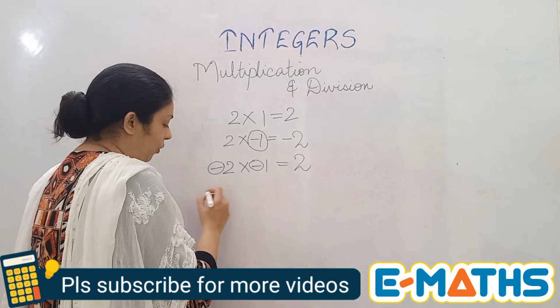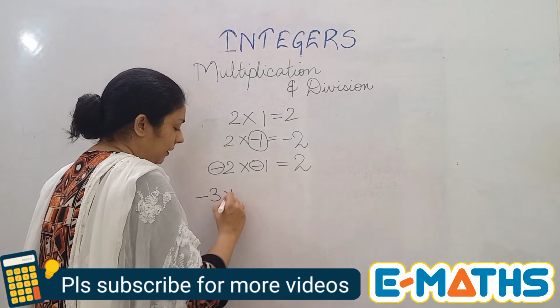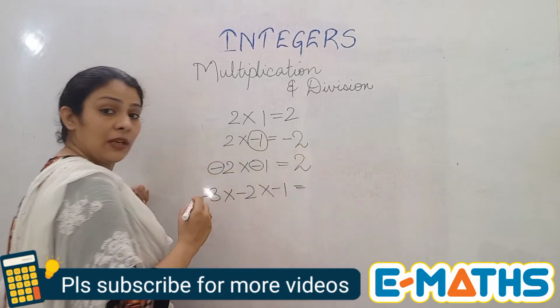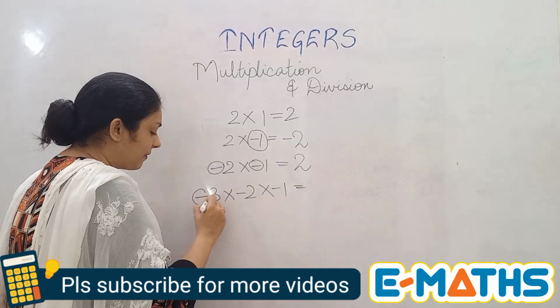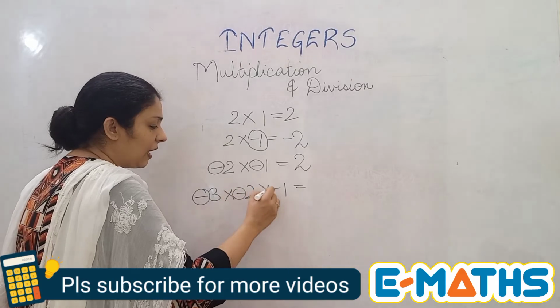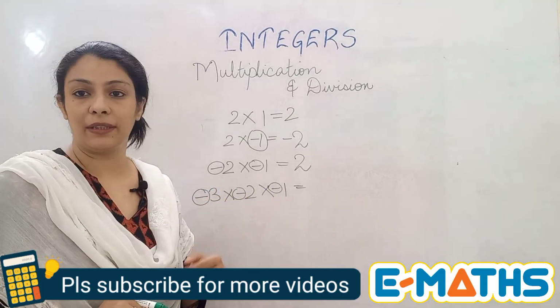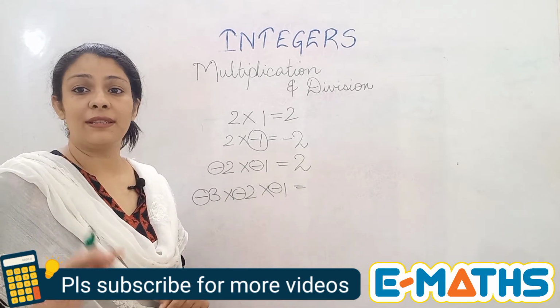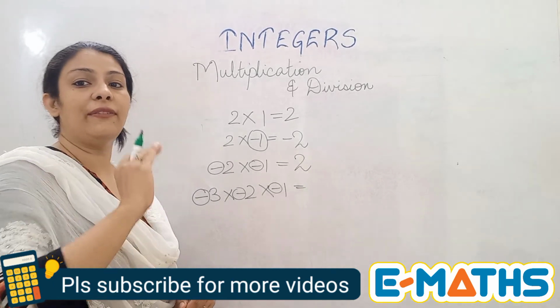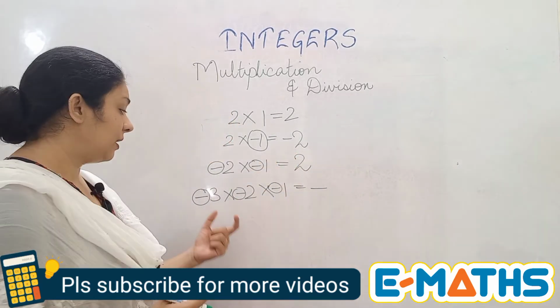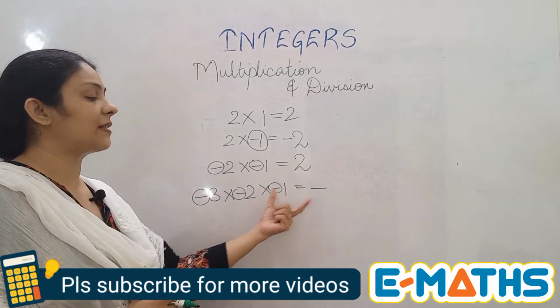So let's take some more numbers, like minus 3 into minus 2 into minus 1. Now if you count these minus signs, we have 1, 2 and 3. 3 times this negative sign is coming in the question. That means an odd number will give you a minus sign in the answer. Just put it there. Now just solve it. 3 twos is 6 and 6 ones is 6.